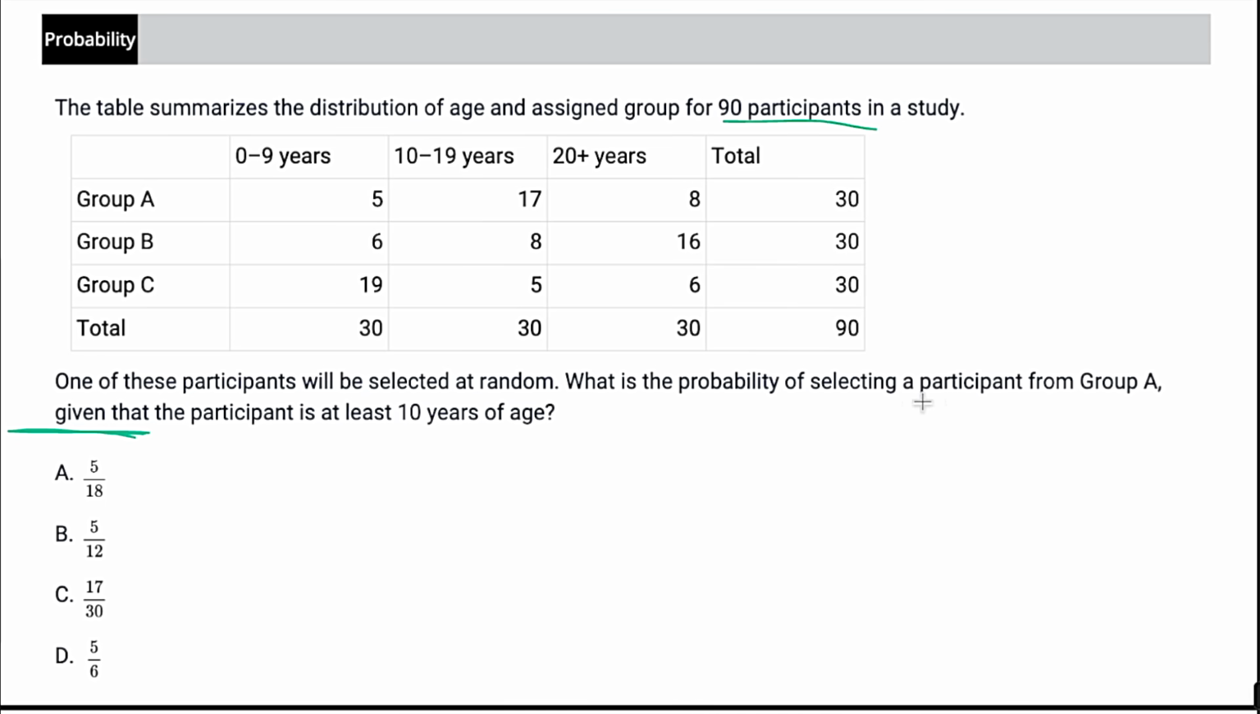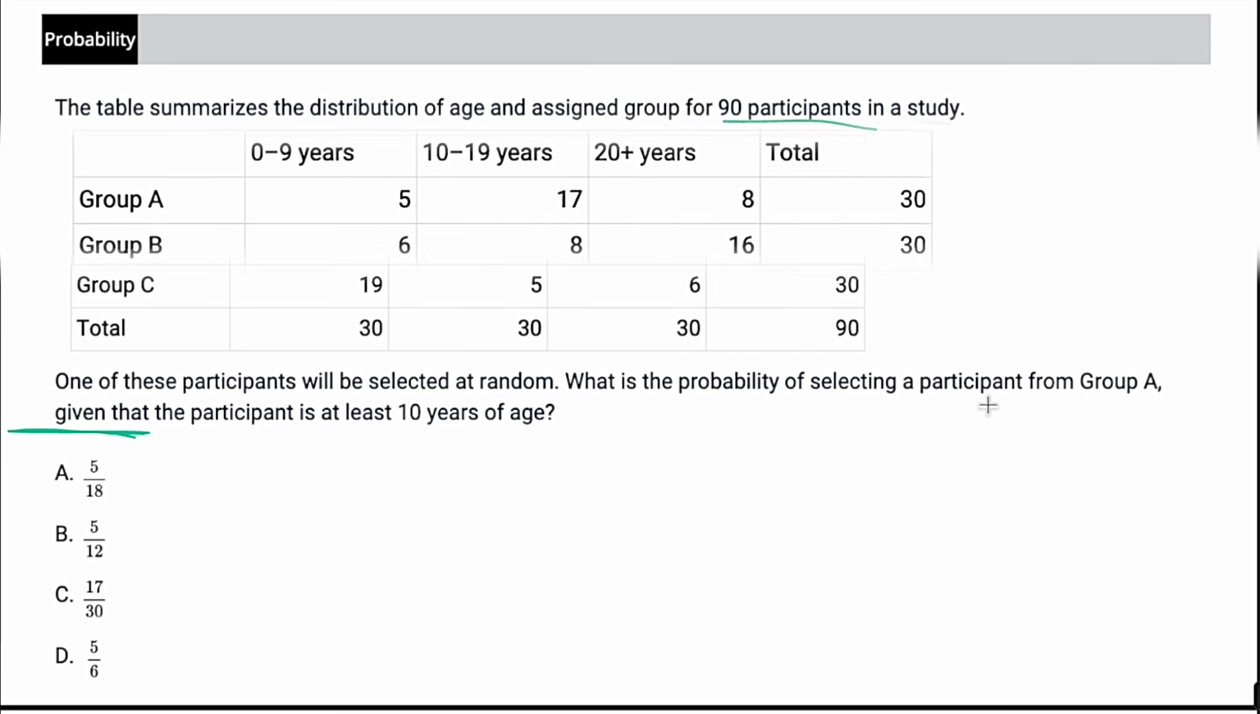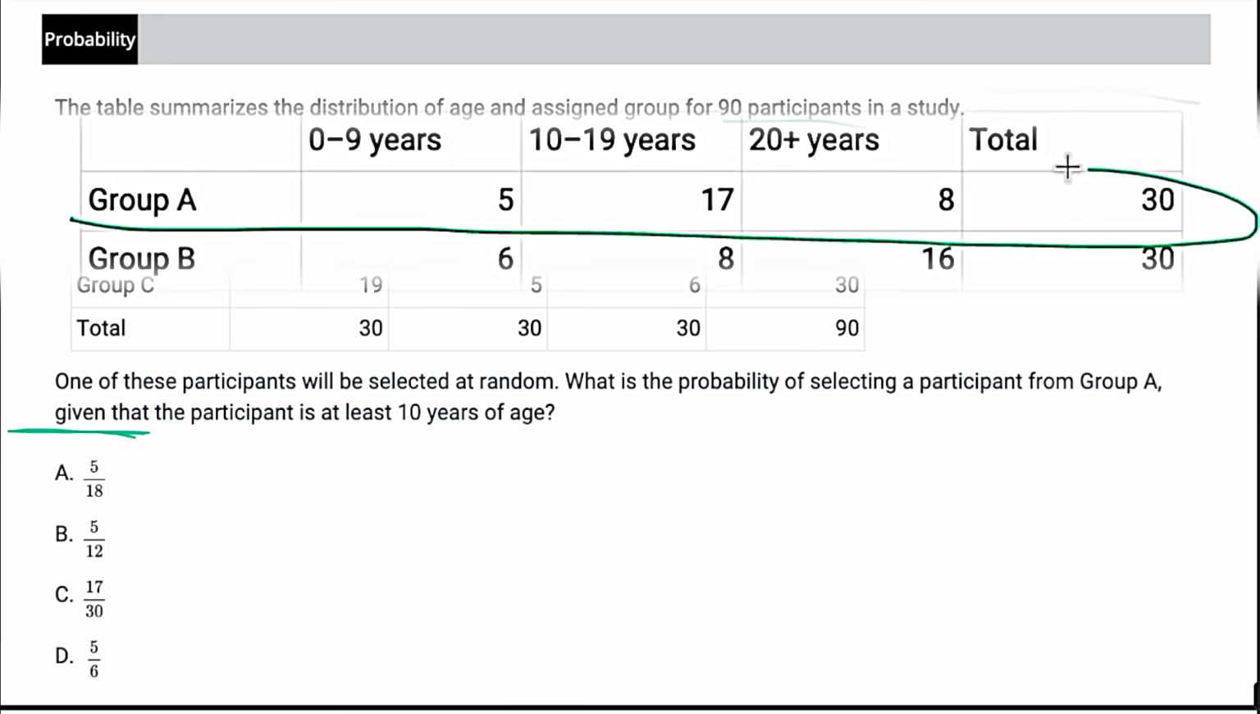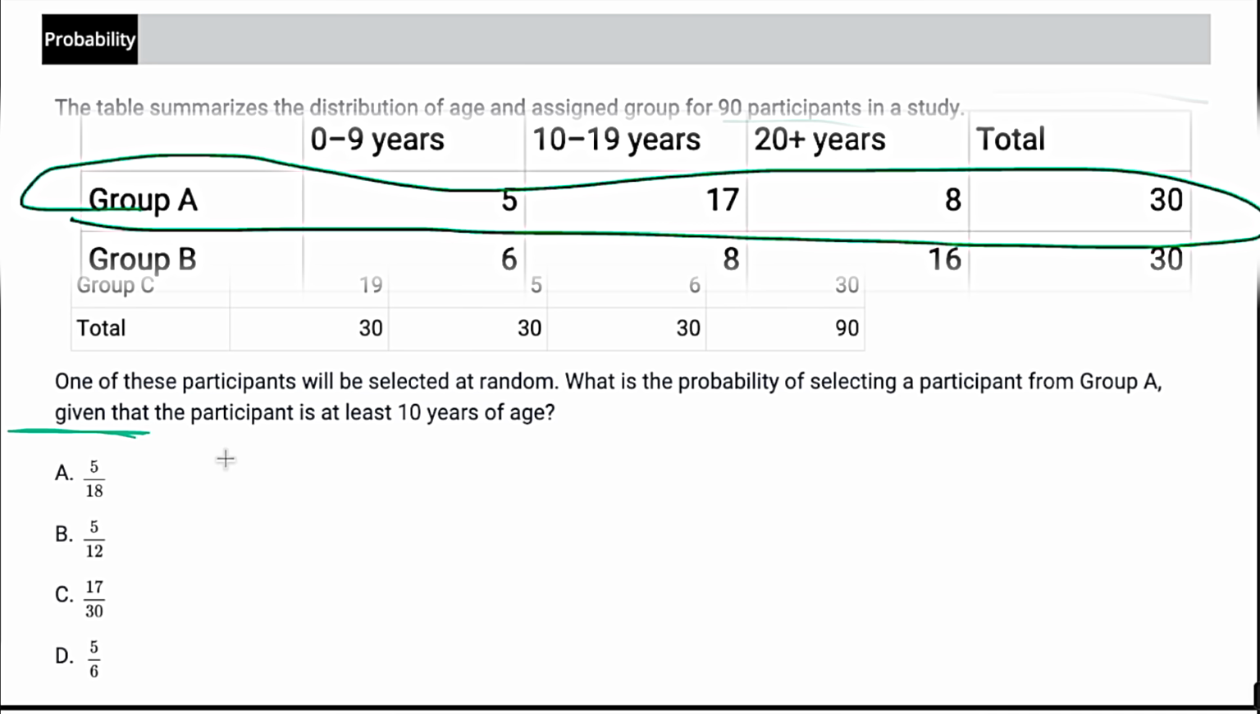Then it says, what's the probability of selecting a participant from group A? So we're looking at this row. And then it says, given that the participant is at least 10 years of age. So there's a couple of different ways that we might misread this. One of them being, if the participant's at least 10 years of age, then we would forget about these guys and then we would just add these together. So 17 and 8 is going to be 25.